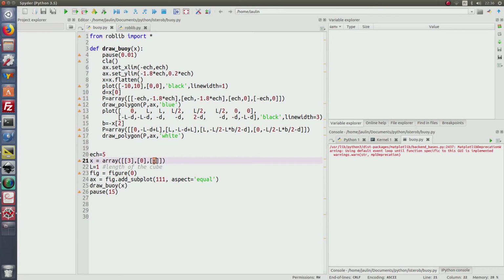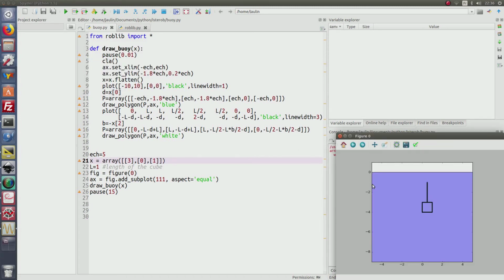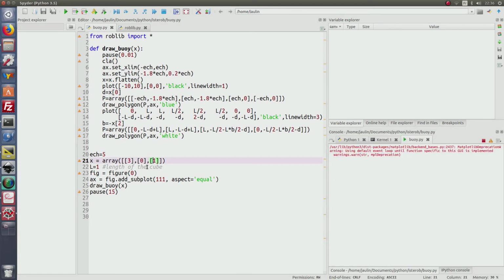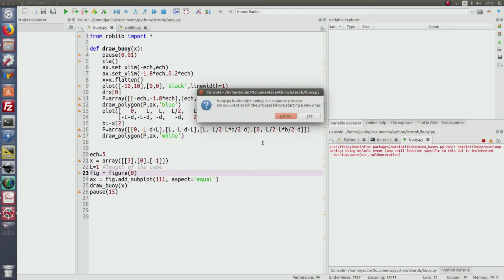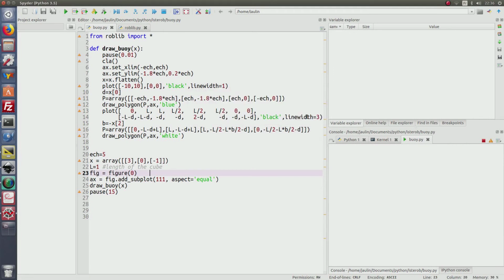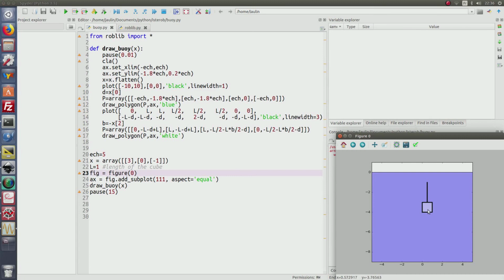So we can see on the volume, if I put here the maximum, which corresponds to 1, then we can see here that it is full of water. And when I put -1, the minimum, then we can see that it is empty.